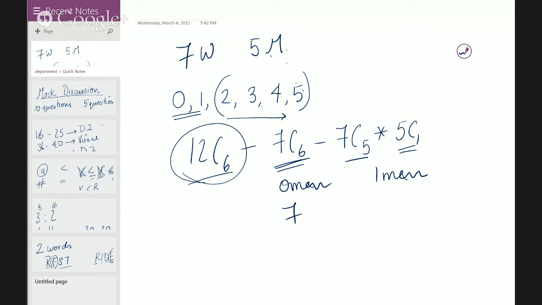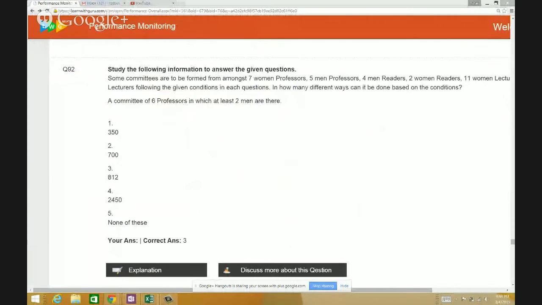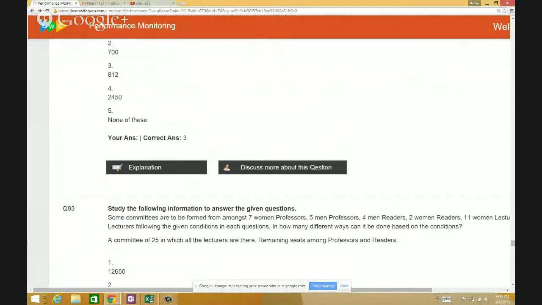7C6 is like 7C2. 7C2 is 21. 21 into 5 is 105. 105 plus 7 is 112, which you subtract from the total. So the answer should end in 2. I'm sorry, this is 7 and this is going to be 21 5s, or 105. So 112, and then you subtract and you get the answer. I think this is very straightforward. I think you can do it. Just calculate 12C6.